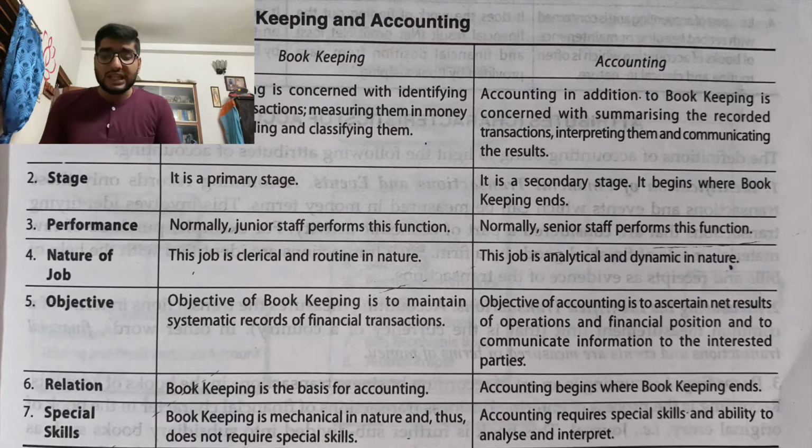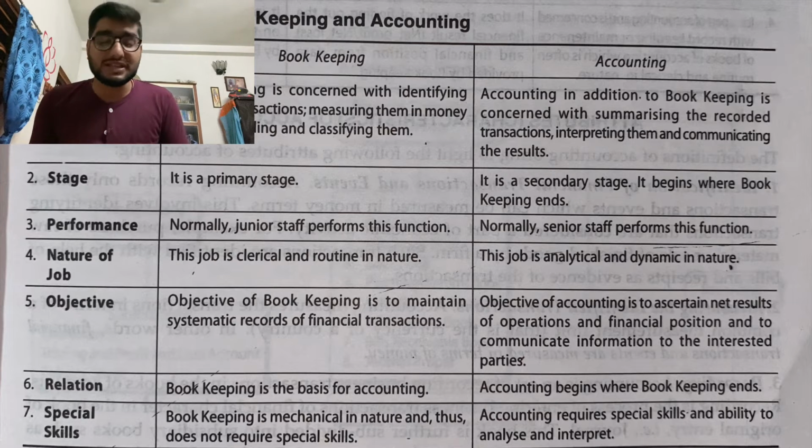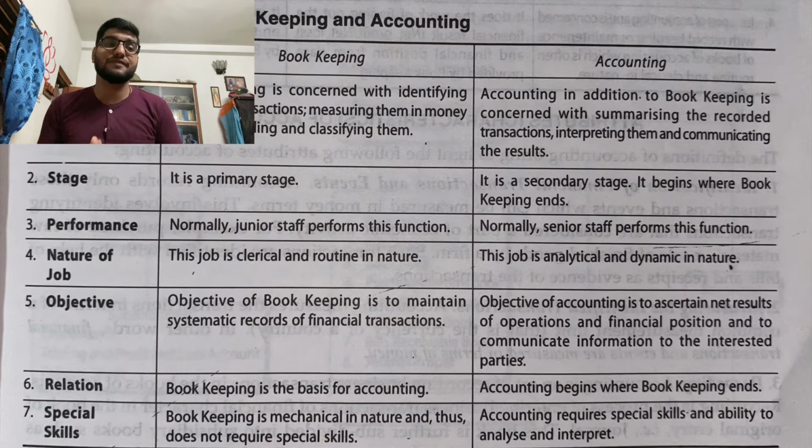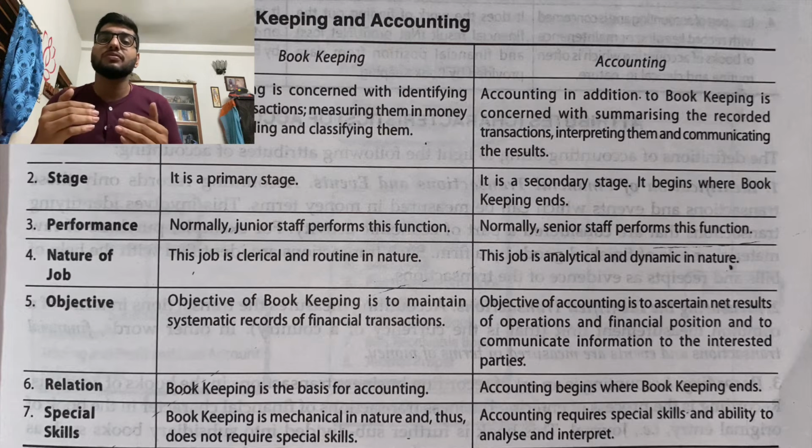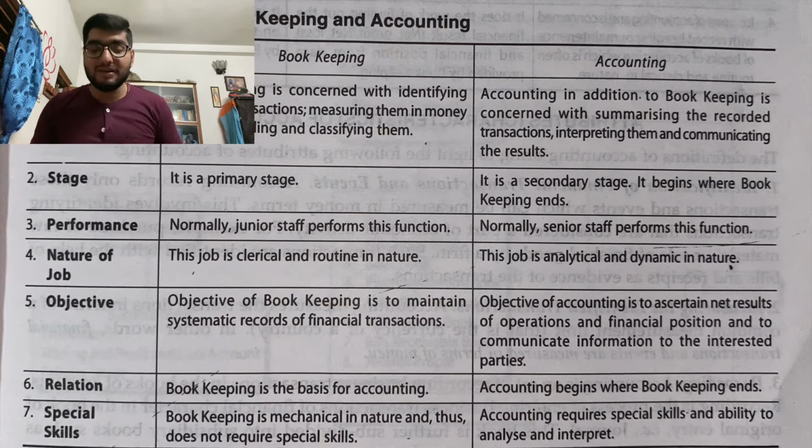Okay. Then the objective of bookkeeping is to maintain systematic records of financial transactions. That means you have to systematically record the transactions. You cannot just record one transaction on one day and on the second day not. You have to record it on a daily basis, and you have to record it in a systematic way.